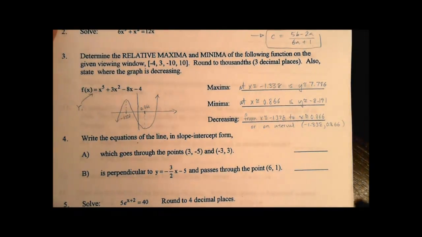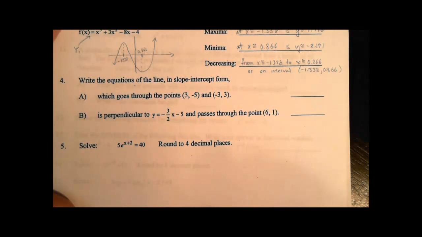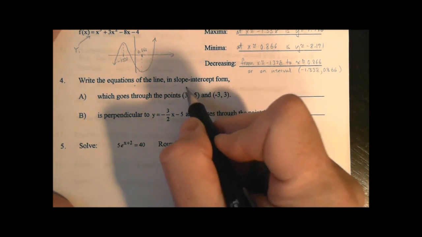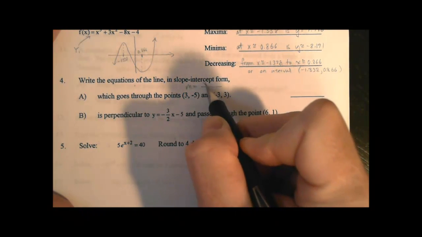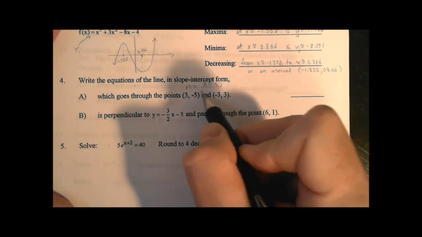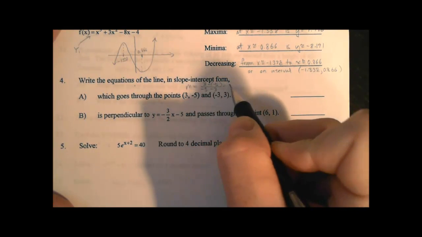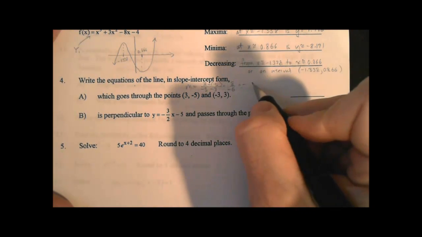Okay? All right. Write the equation of the line in slope-intercept form, which goes through these points. Well, first thing is I would find the slope here. The slope would be, again, difference in y values, 3 minus -5 over minus 3 minus 3, which is an 8 over a -6, or a minus 4/3.